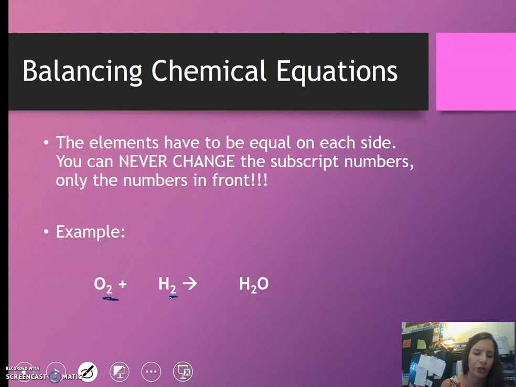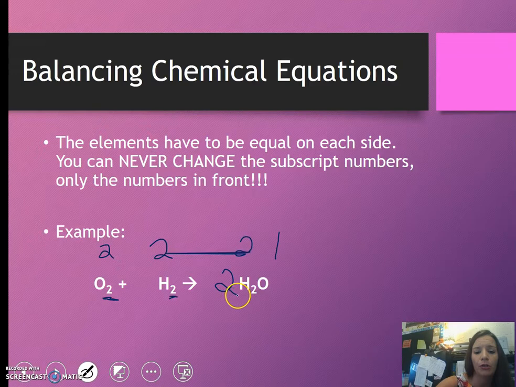So we have 2 oxygen on this side and 2 hydrogen, but on this side we have 2 hydrogen and 1 oxygen. How do we get those numbers to equal? Well, you want to look for common factors. So in order to get 2 oxygen, let's do that one first. We would put a 2 here. So now we have 4 hydrogen and 2 oxygen.